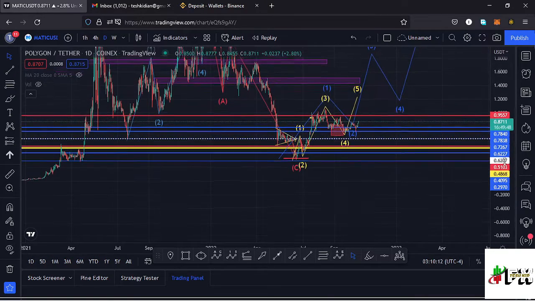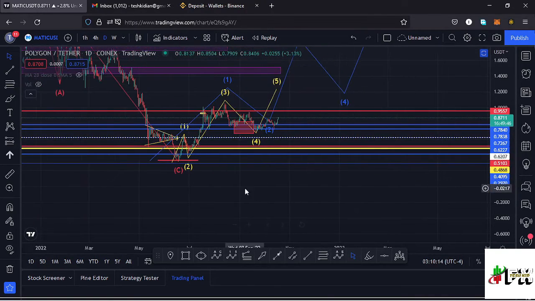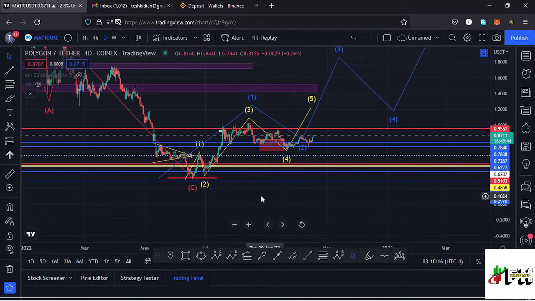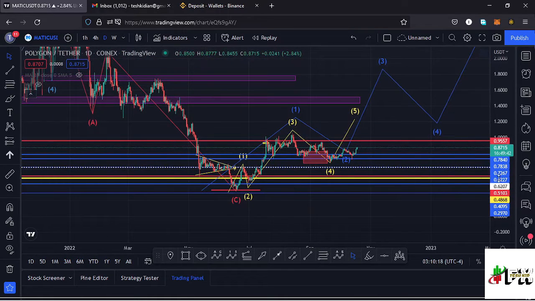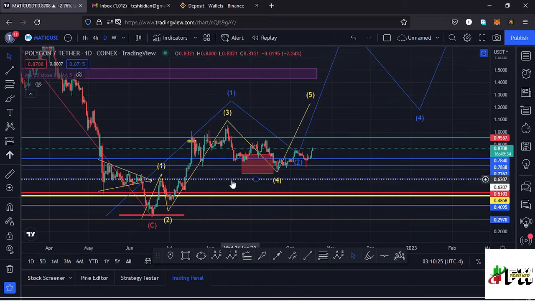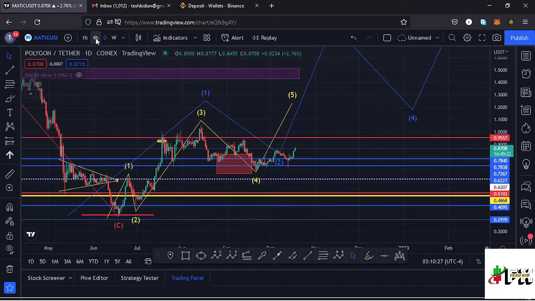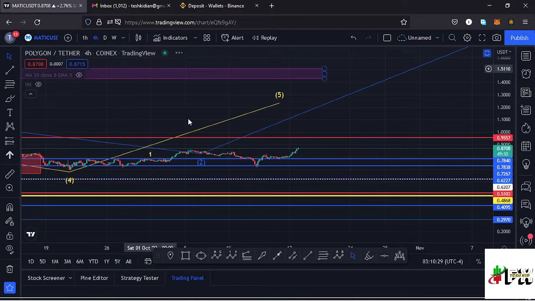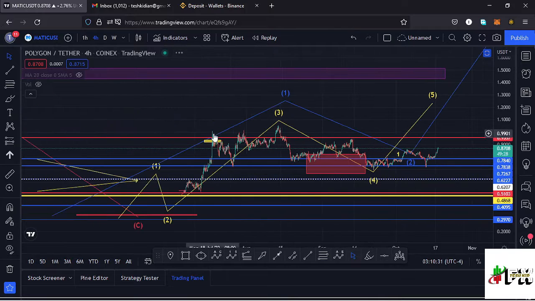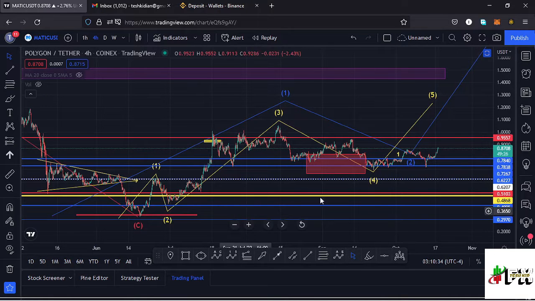But before all that unfolds to the upper side, we first need to see a fast wave to the upper side, and I believe that is what has been playing out here on the Polygon Matic chart. And within a wave 1, we also expect to see fractal waves in formation within that first wave to the upper side, and I believe that is what we are seeing here on the 4-hour chart.